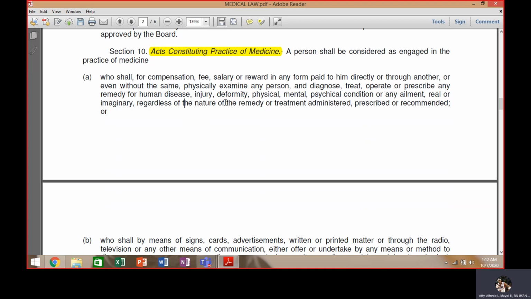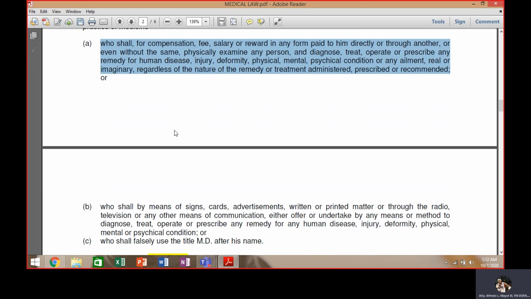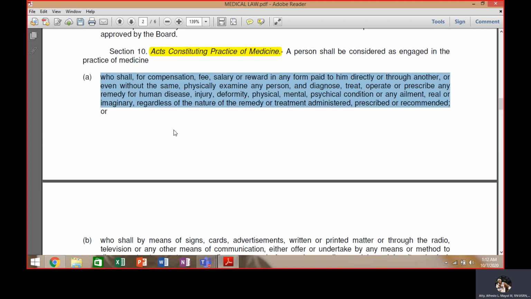So, this is a very broad definition in the practice of medicine. Okay, you treat, you prescribe, you recommend. Okay, and for compensation. So even if without compensation, there is physical examination. As a student, you must master this definition. Okay, so these are acts constituting the practice of medicine, because there are legal implications if there are violations. Okay, for example, you are performing this and then you don't have any license to do such things, then you can be in prison.